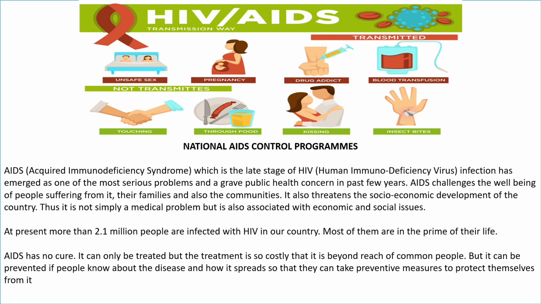So what are the 4 ways by which HIV is transmitted? Number 1 is unsafe sex, another one is pregnancy, another one is drug addiction, and the last one is blood transfusion. Now, my dear boys and girls, especially boys, whenever you go to a salon for a haircut, please make sure that the barber is using a new branded blade. Don't allow them to use a used blade.